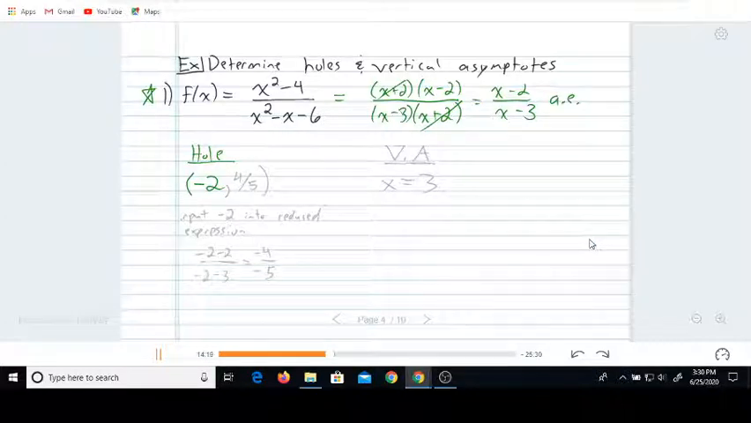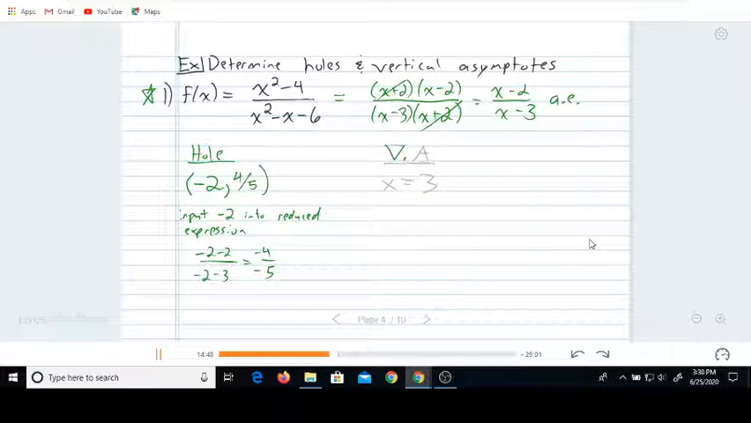Notice how those factors of x plus 2 canceled out. That indicates a hole. Now if I plug in negative 2, what you do is input that value into the reduced expression. So if we plug that in, that would be negative 2 minus 2 over negative 2 minus 3, we get negative 4 over negative 5, we get 4/5. So that's where we have a hole.